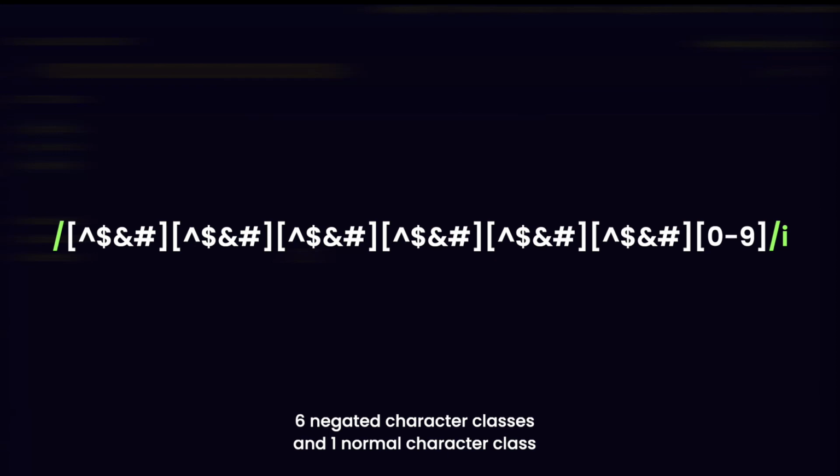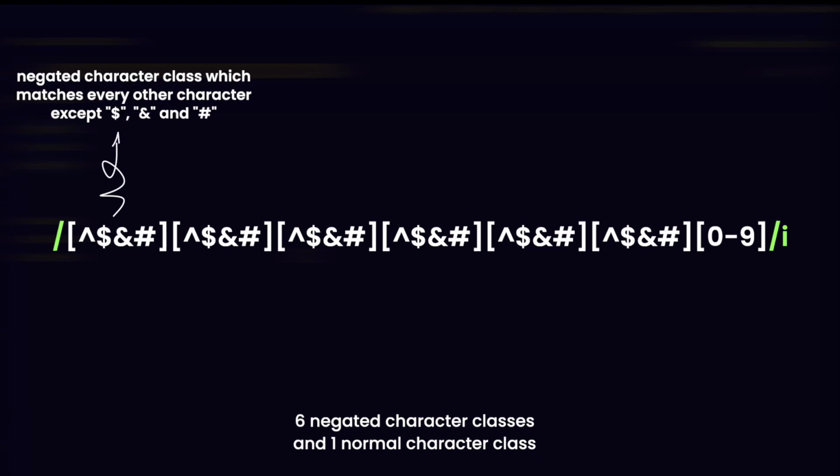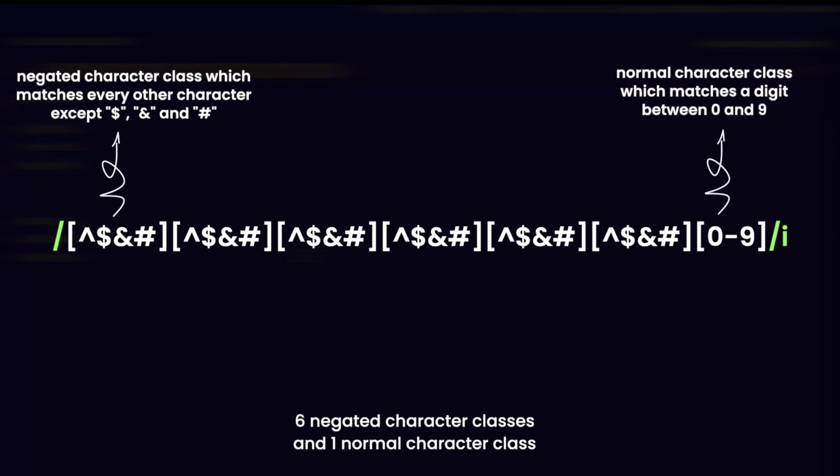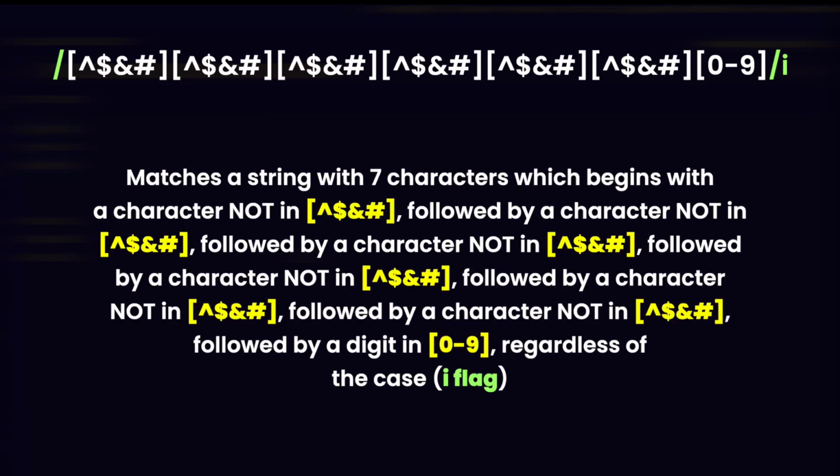Okay, so in this pattern we have 6 negated character classes and 1 normal character class. The first 6 negated character classes, which as you can see start with the caret symbol, have the dollar symbol, the ampersand symbol, and the hash symbol. And then the last normal character class is just 0 to 9. So using this pattern, it's going to consider a username valid if the username is 7 characters. As you can see here, we have 6 negated character classes and 1 normal character class. So that is 7 characters in total.